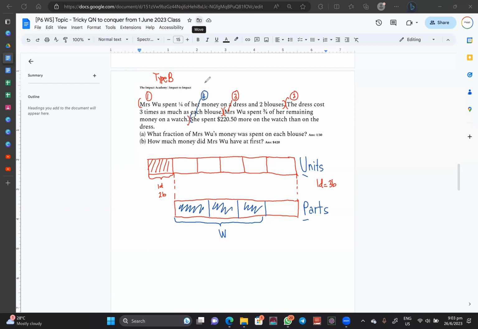In sentence number 4, it says that she spent $220.50 more on the watch than on the dress. I know that that is something a little confusing. So what we want to do is show that for the watch itself, it is $220.50 more than the dress.